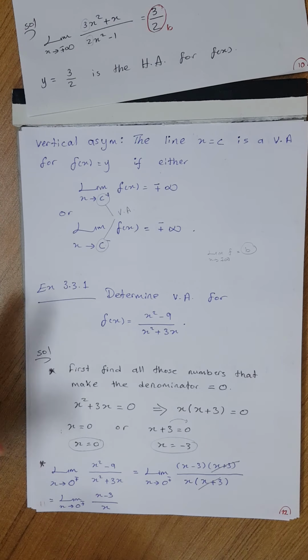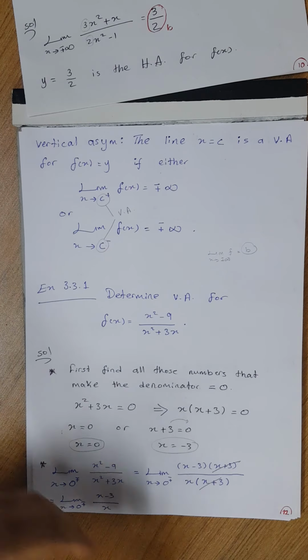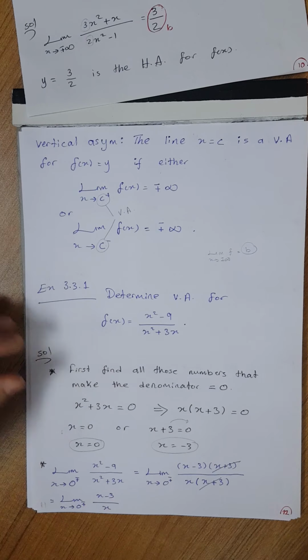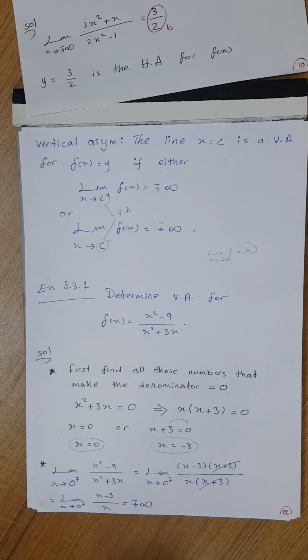If I put 0, okay, let me do it like that. If I approach that function from the left side, what do I get? I will get negative infinity or positive infinity. And if I approach from the right side, I will get negative or positive infinity. So generally talking, I will get positive or negative infinity.